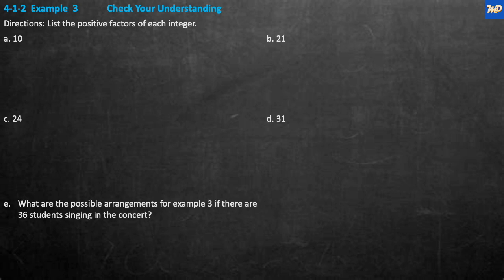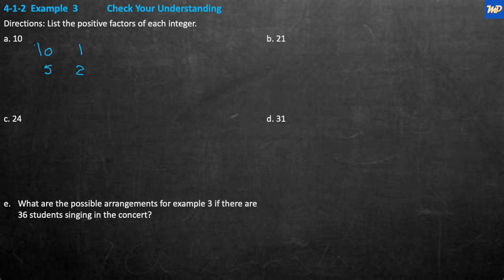Okay, for example 3, let's check our understanding. The directions here: list the positive factors of each integer. So we're going to start off with the 10. What are the positive factors of 10? Well, we're going to start with a 10 and a 1, and we're going to divide the 10. We're going to see if 2 divides into 10, and it does. It's an even number. So we're going to get 10 divided by 2, we're going to get a 5, and we're going to take 2 times 1, and we're going to get a 2. Okay, those two multiply together, 5 and 2, to make a 10.